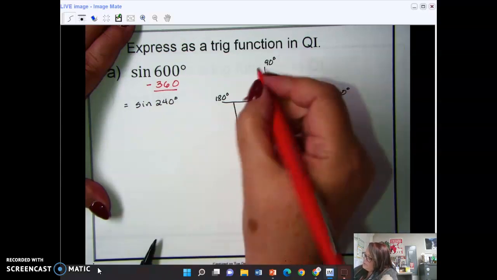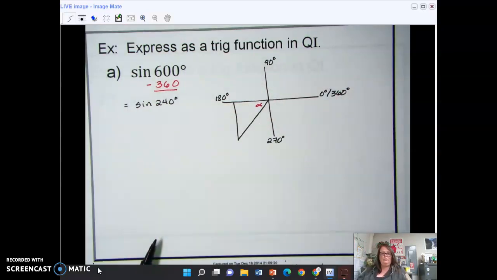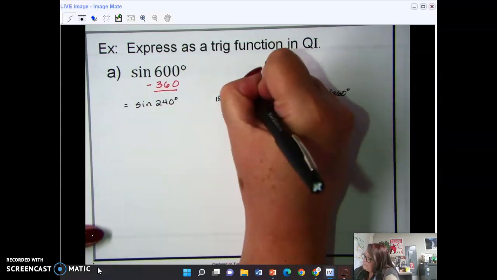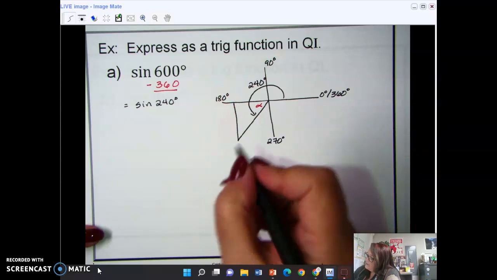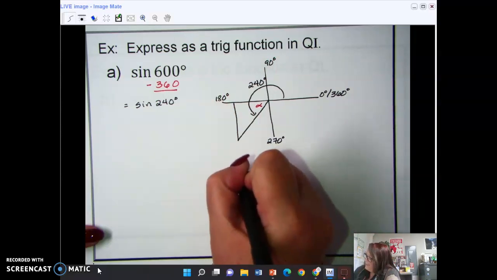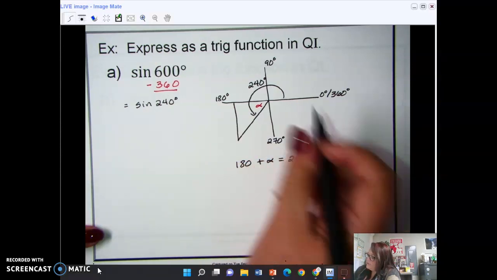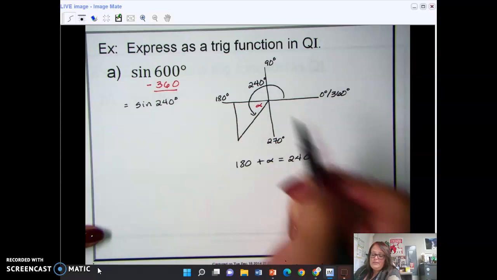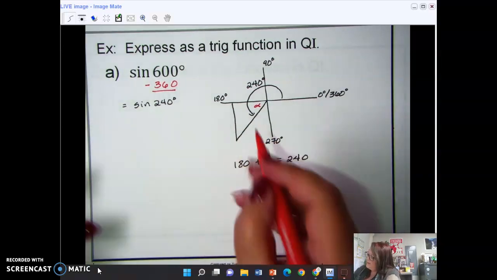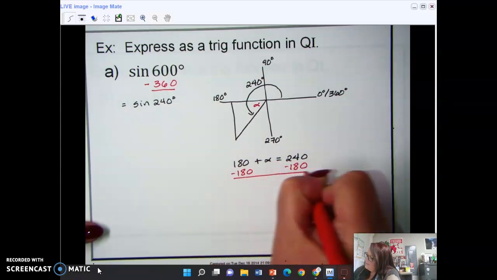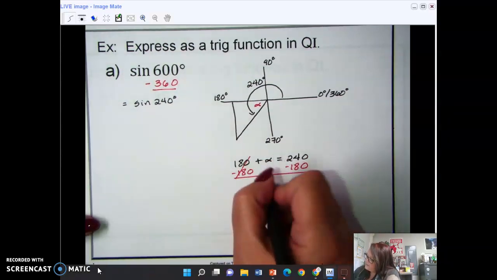So the next thing we want to do is figure out what would be this angle, this reference angle. So that gets us our angle in the first quadrant. Looking at this, the whole angle is 240. And so if I do 180 plus alpha, I get 240 degrees. So if I subtract 180 from both sides, that means that my reference angle is 60 degrees.